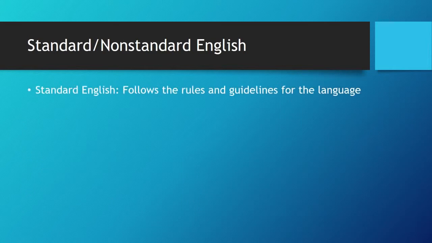I just want to talk about standard and non-standard English for just a minute here. Obviously, standard English is what follows the rules and guidelines for the language. We don't always follow these rules, but if we were always following standard English, we would be following grammatical rules. I'm not talking about writing here, I'm talking about when we speak as well. I'm really focusing on speaking and making sure that we use complete sentences and certain word choices within the rules and guidelines for the English language.